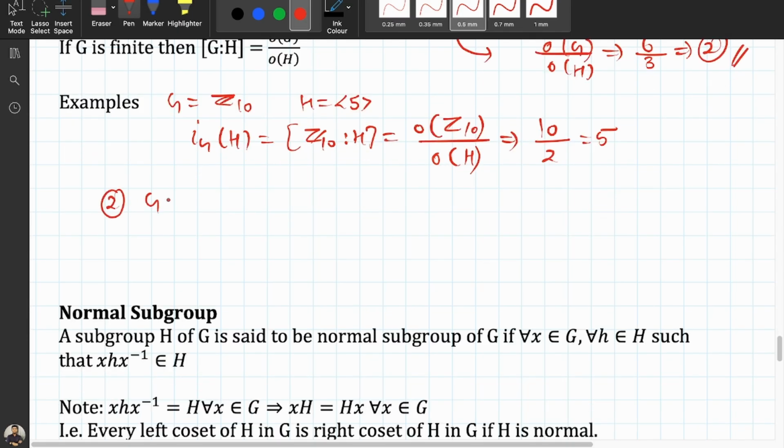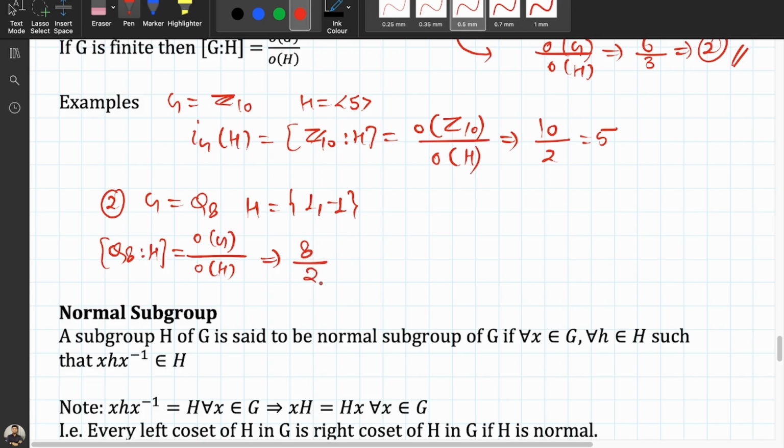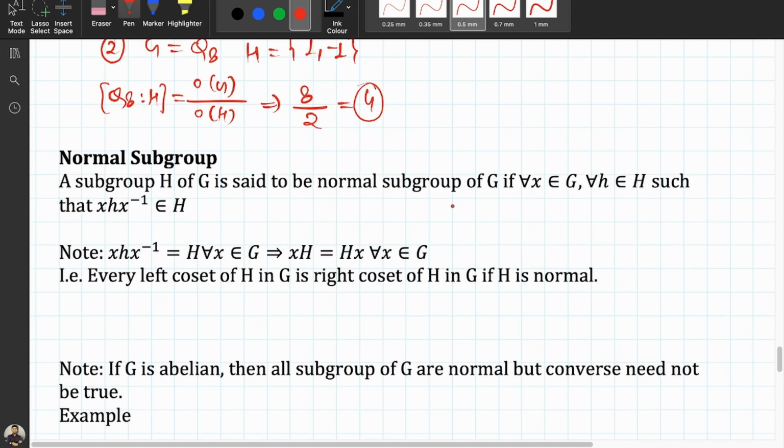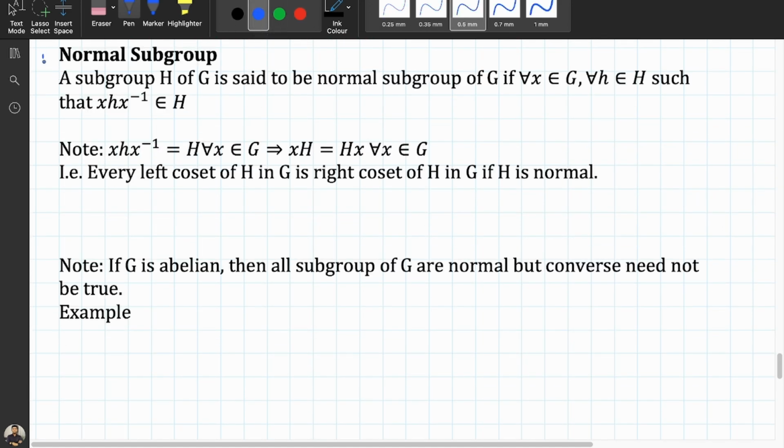Second example: my G is the quaternion group, and H is equal to {1, -1}. What is the index? What is the order of Q8? It is 8, and the index is 4, so there are 4 distinct cosets. Okay, that is the concept. Now next, coming to the normal subgroup.